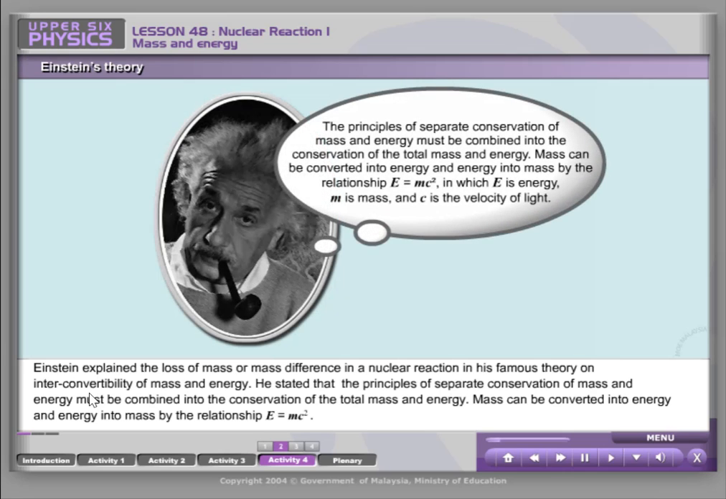Einstein explained the loss of mass or mass difference in a nuclear reaction in his famous theory on interconvertibility of mass and energy. He stated that the principles of separate conservation of mass and energy must be combined into the conservation of the total of mass and energy. Mass can be converted into energy and energy into mass by the relationship E equals mc squared.